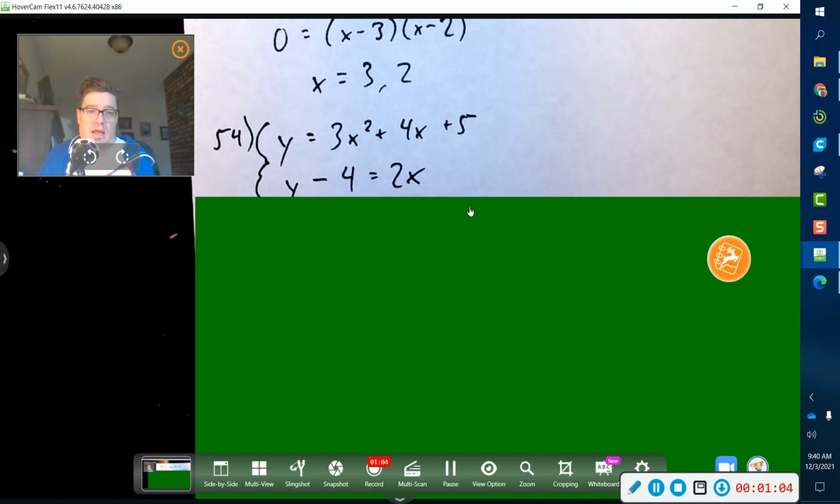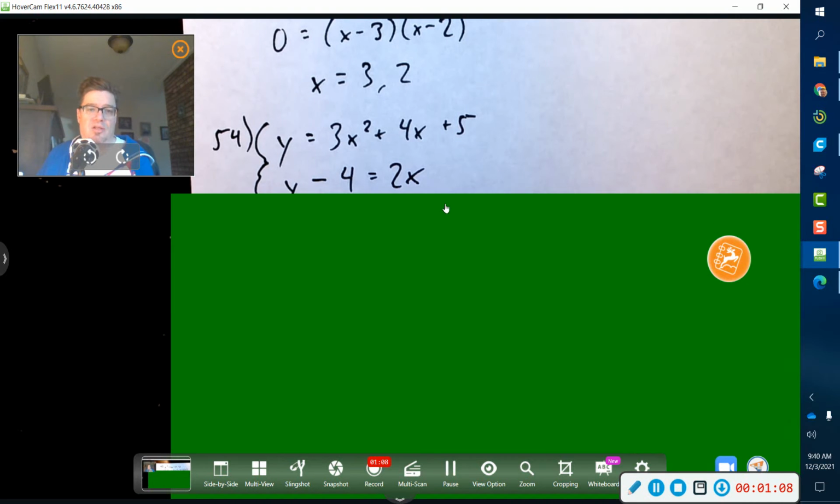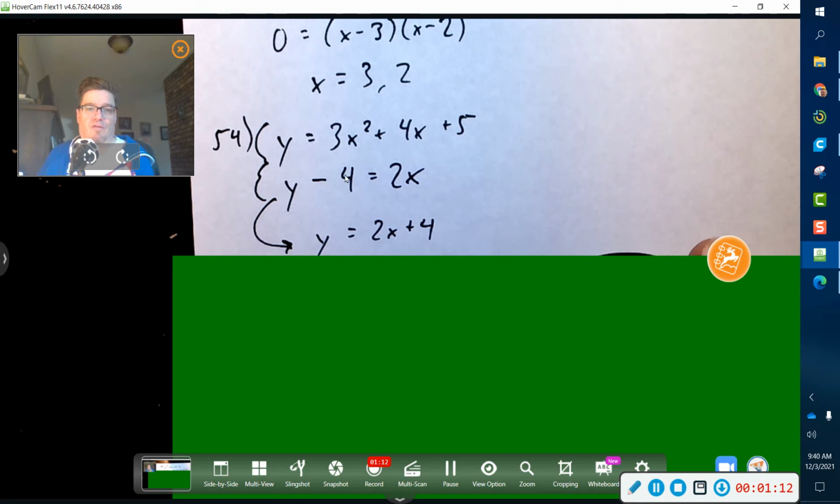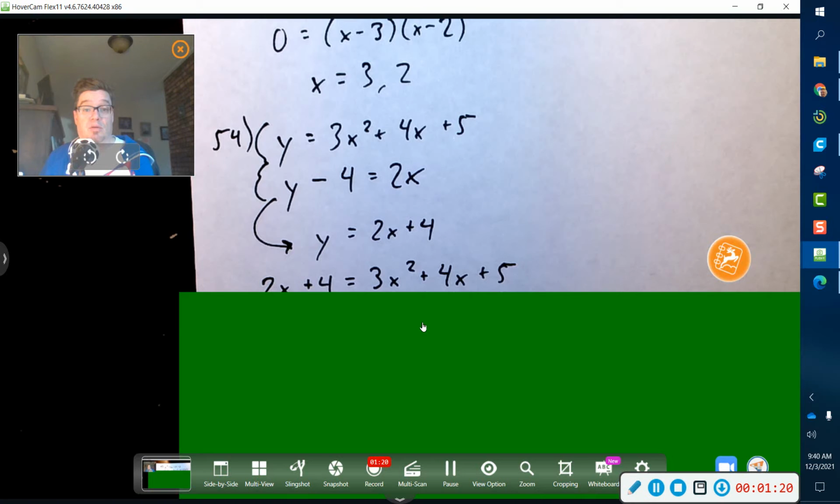All right, now with this one here, we've got this guy. Does he hit this line? Now, y is not by itself, so we are not in a position to set them equal to each other. We have to take this step here. We got to move this 4 over to the other side. Now, if I do that, then I have a line that's ready to set equal to that quadratic. We set it equal to each other.